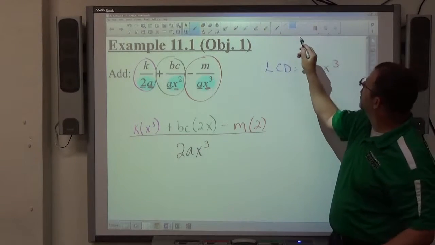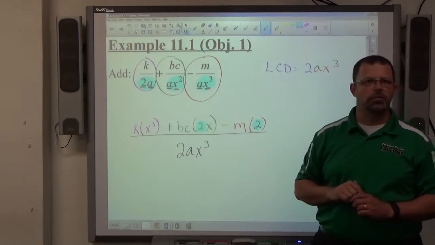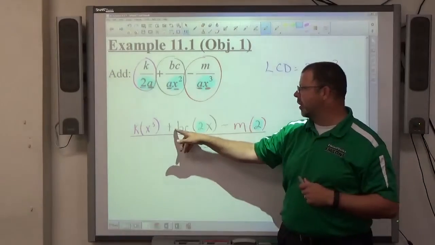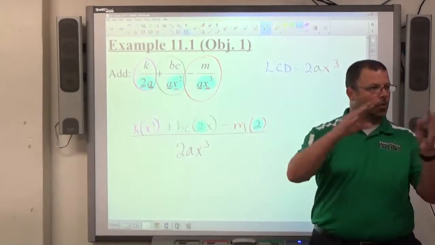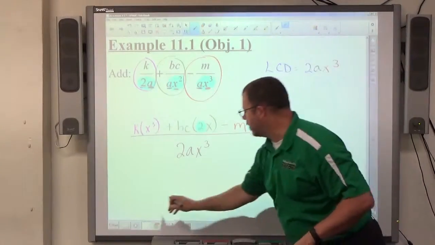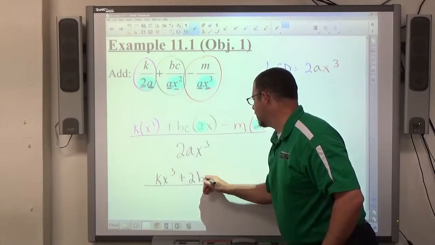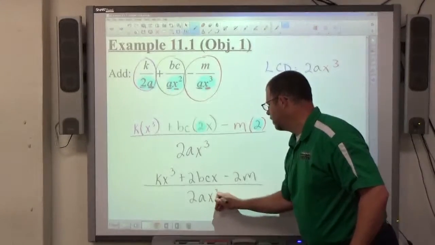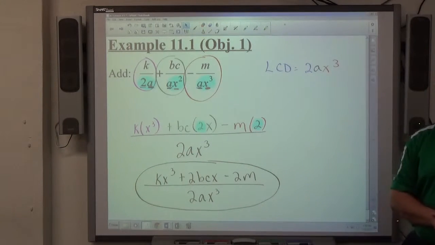Let me just make one note here. Put numbers in the front of expressions. A lot of times numbers end up in the middle, so stick them out in front. If there's more, let's say this said 3bc and 2x, don't give me 3bc, 2x. That'd be 6bcx. So multiply the numbers together. Things that can multiply together should be multiplied together. So what I'm going to end up with here is kx cubed first, plus 2bcx second, minus 2m last, all over 2ax cubed. And that is the sum of those three fractions in simplest form.